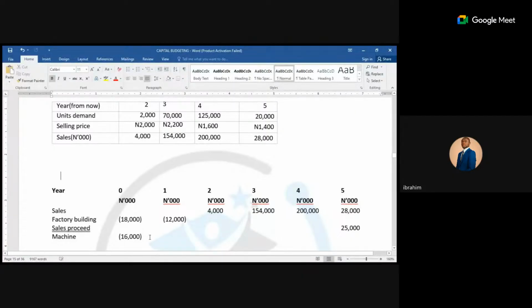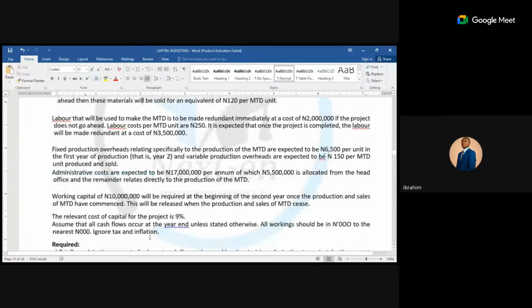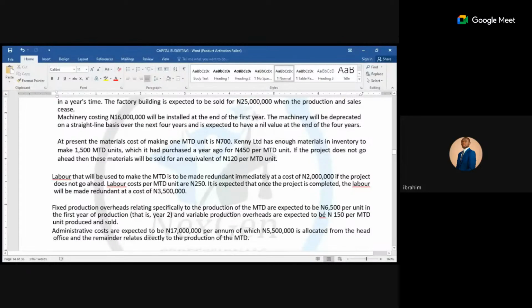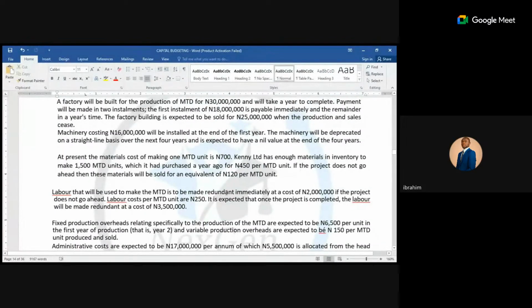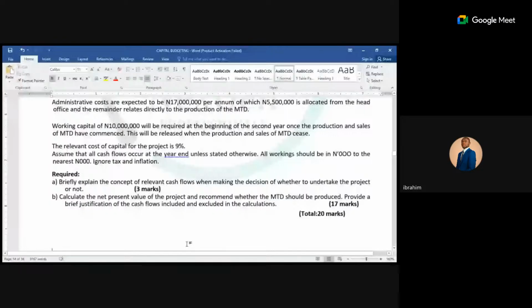Okay. So we can move further to check for all the relevant costs now. Now, class, are we still together? Is the 16 million not at the end of year 1? No, the 16 million is not at the end of the year. They say it will be installed. When they install it will be at the end of the first year. Is that not so? Okay, that's true. At the end of the first year, sorry.